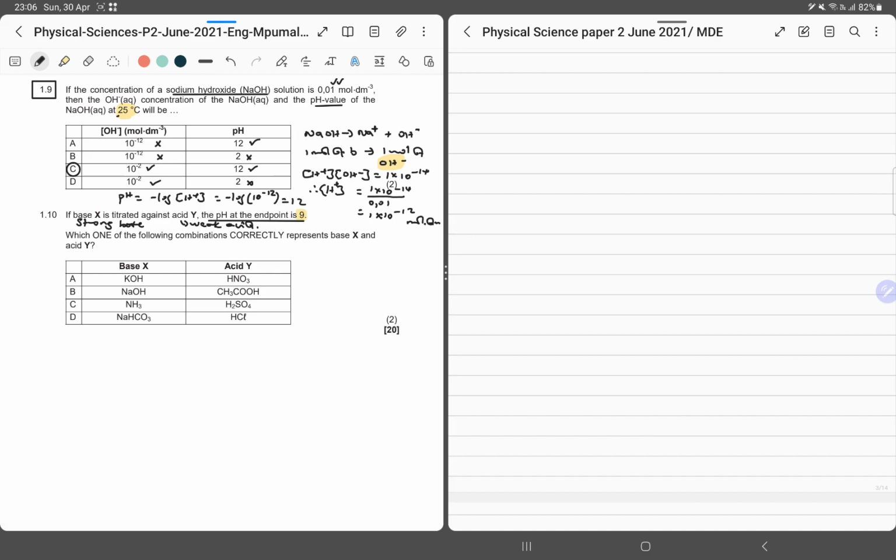Easy. So now it says, which one of the following combinations correctly represents base X and acid Y? Of course, anything that has a hydroxide in it is a strong base. Anything otherwise, those are weak bases, so it can't be a weak base. The acid cannot be a strong acid like nitric acid, but ethanoic acid definitely. It can't be sulfuric, it can't be HCl, because those are strong acids. So the answer here is going to be B.